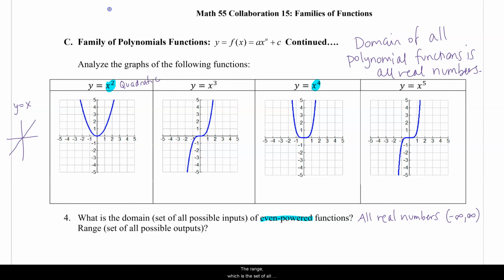The range, which is the set of all possible outputs. Range is referring to y values. So if we take the values of the graph and we compact it onto the y-axis, like our trash compactor, we push it together onto the y-axis. Notice for both x squared and x to the 4th, we have the same range. And that range is all positive reals, or y is greater than or equal to 0. Interval notation would be 0 to infinity.